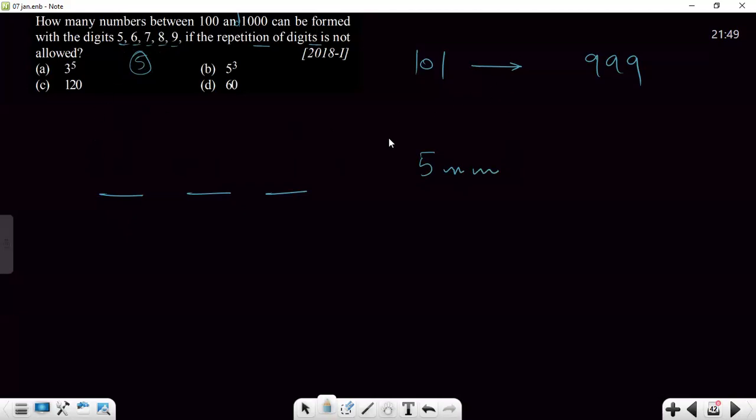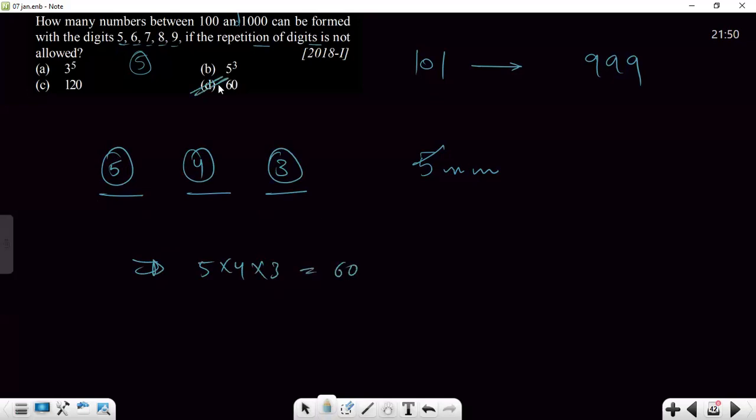Okay, so we can fill 5. 5 is correct. 6 also, 7 also, 8 also, 9 also. Because when we use 9 here, whatever you use here, 8, 7, it's not going to become more than 999. And it's not going to become 999 because we cannot use 9 multiple times. So how many choices to fill this place? 5. After using 1 choice for 1 place, 4 choices for here, 3 choices for here. Let's multiply 5 into 4 into 3, 60 should be our answer.